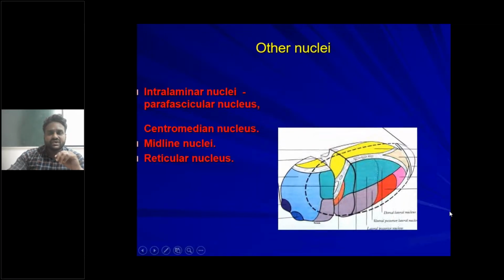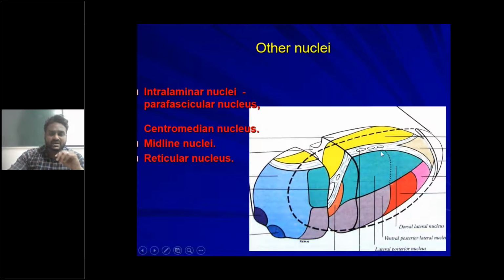And next we come to the other nuclei. Other nuclei present in this are the interlaminar nuclei, these are called in the white matter. These are the other nuclei. And next we come to the connections of the nuclei.